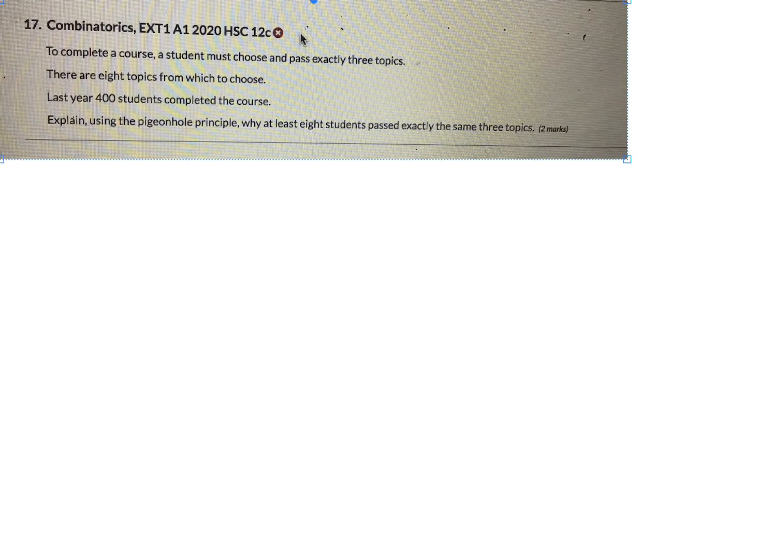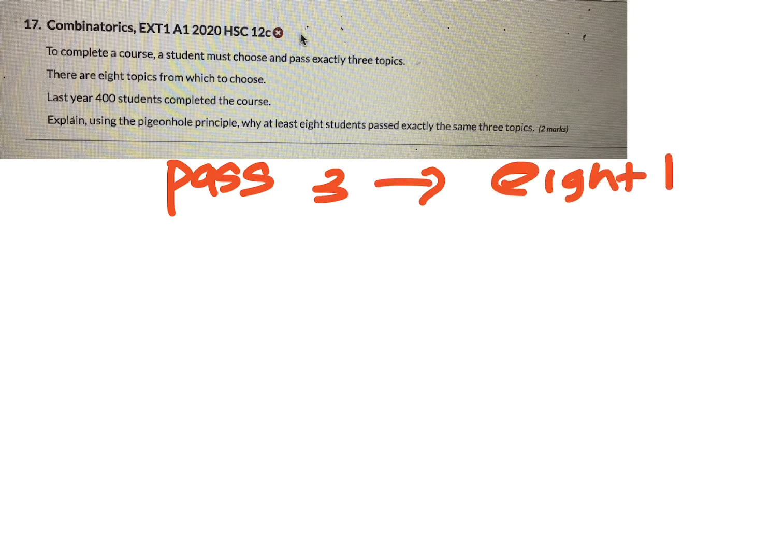So let's have a look at this one and let's figure out what's the number of choices. So to complete a course, a student must choose and pass exactly 3 topics. So they're going to pass 3 topics. But there are 8 topics altogether. All right, so last year 400 students completed the course. Explain using the pigeonhole principle why at least 8 students passed exactly the same 3 topics.